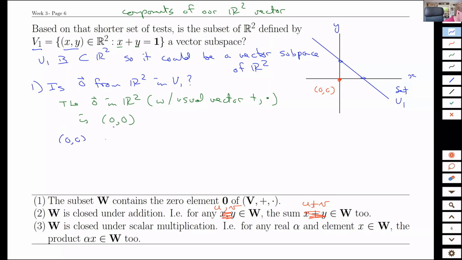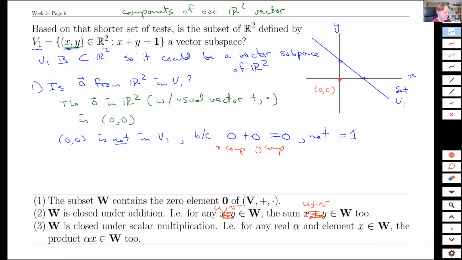Is the zero vector in it? Well, the zero vector in R2, with the usual vector addition and scalar multiplication, is the 0, 0 vector, right? What do I add to any other vector and not change it? I add the 0, 0 vector. 0, 0 is not in V1, because if I take the two elements, 0 plus 0, the X component and the Y component, equals 0, not equals 1.